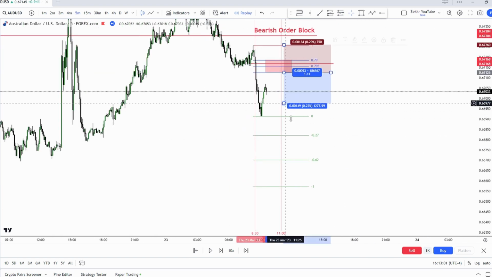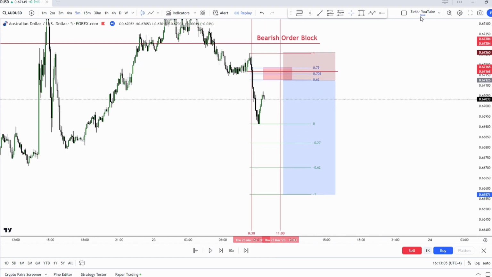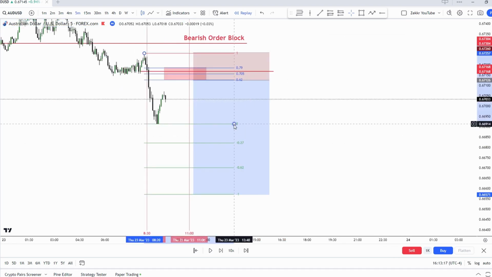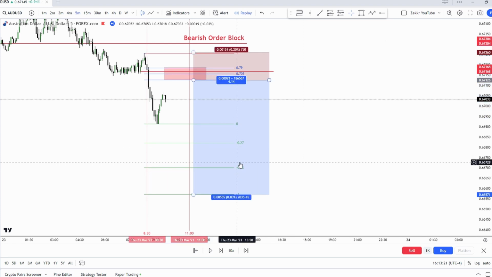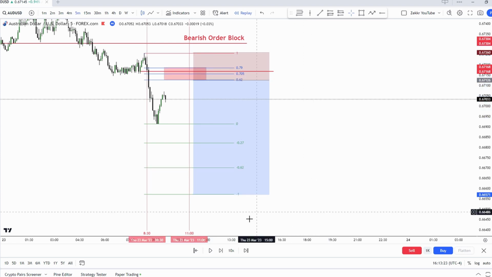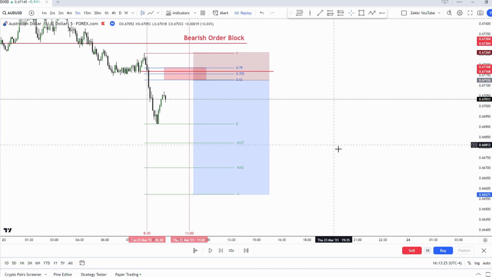And now for targets, you target minus 1 extension from the high to the low, or from low to the high, depending on if you're buying. So you take some off at the 0 level, you take some off at the minus 0.27 and minus 0.62, and you terminate your position at the minus 1 extension.